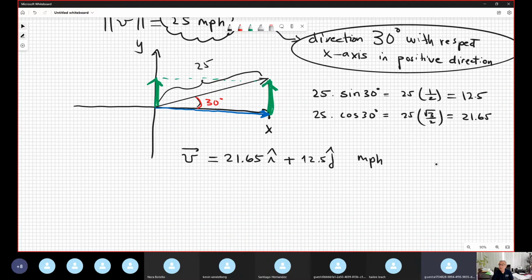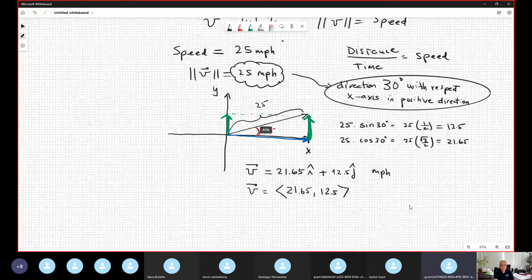Another possibility is to express it in the way you like: angle bracket 21.65, 12.5. I express it in both ways because I am the teacher and want to explain in different ways. Is the idea clear or no? This is one reason for which you study trigonometry. Not the only reason, of course, but one reason you study trigonometry is because you need to manipulate vectors.